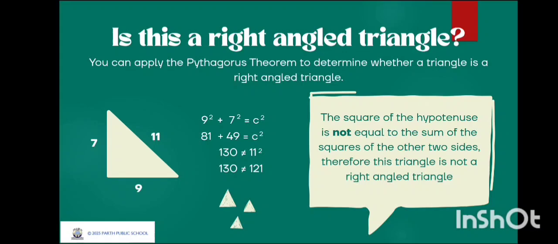do the square of the other two sides, 9 and 7. 9 square is 81, 7 square is 49. So if we add them, we will get 130. But 130 is not equal to 121. So that's why this is not a right angle triangle. That's how we can check whether a triangle is right angled or not.